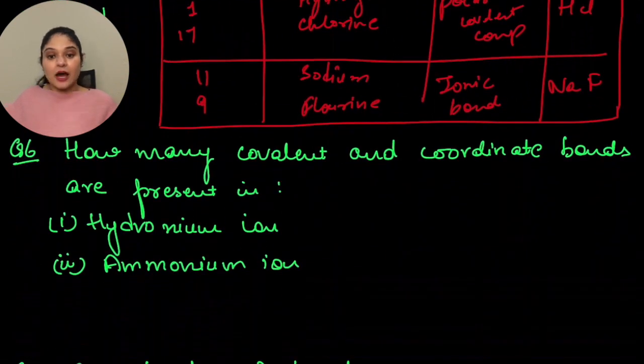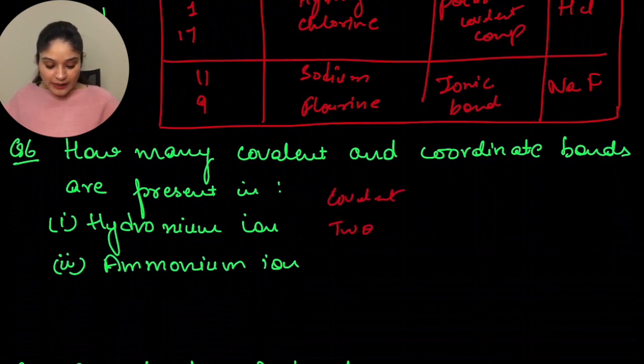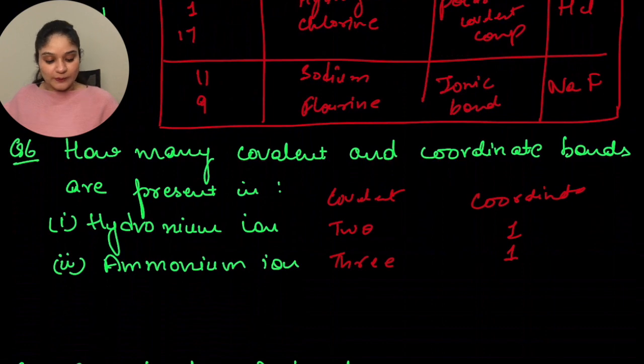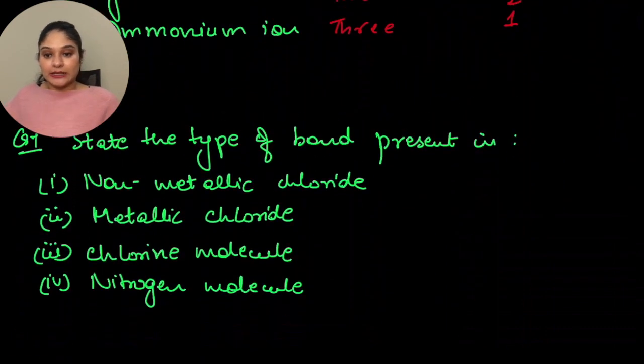Question number 6. How many covalent and coordinate bonds are present in the hydronium ion and the ammonium ion? If we talk about the hydronium ion, covalent bonds present are 2 and the ammonium ion has 3, and coordinate bonds, both of them have 1 each. Let's move to the next question.